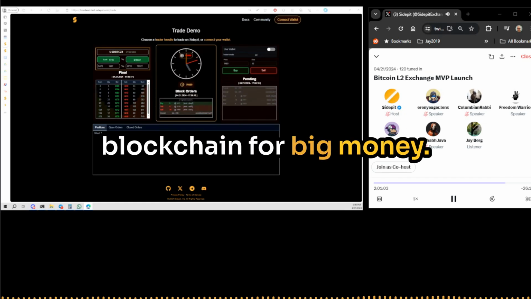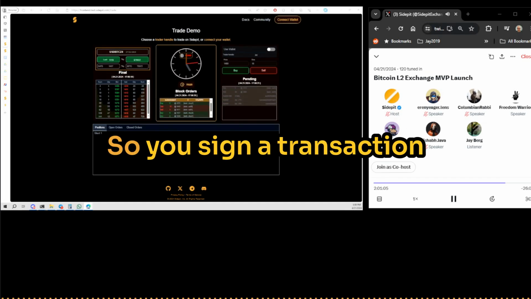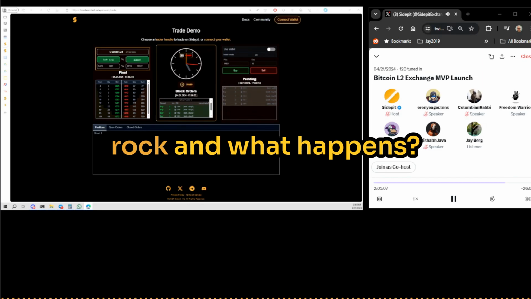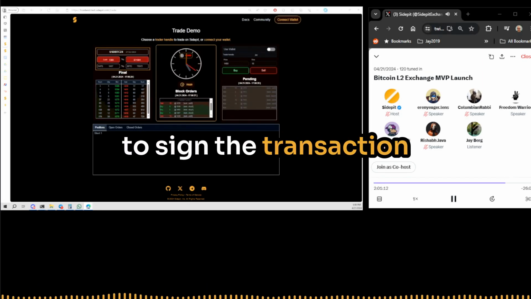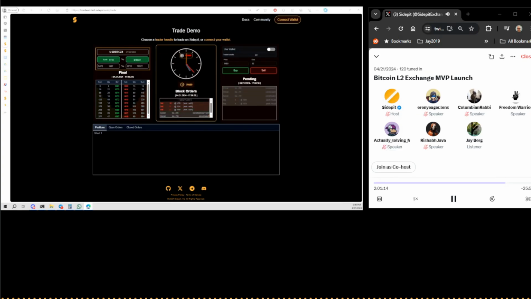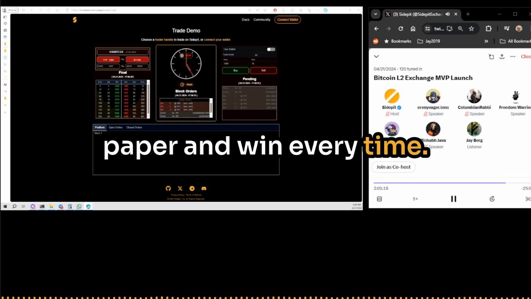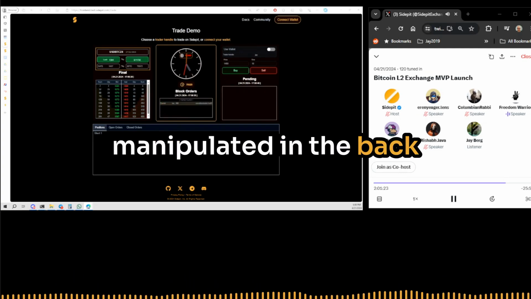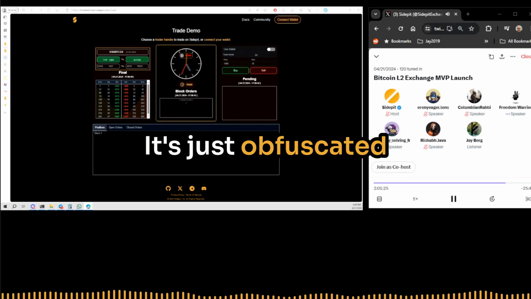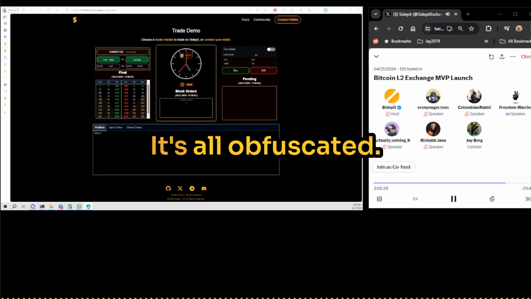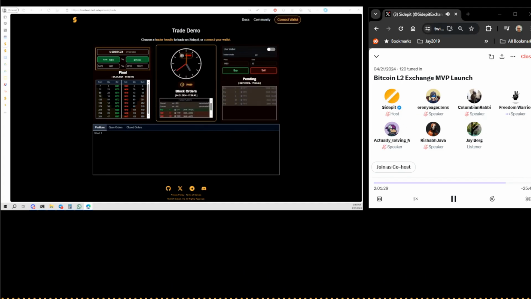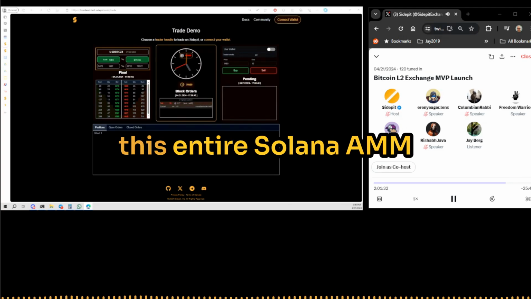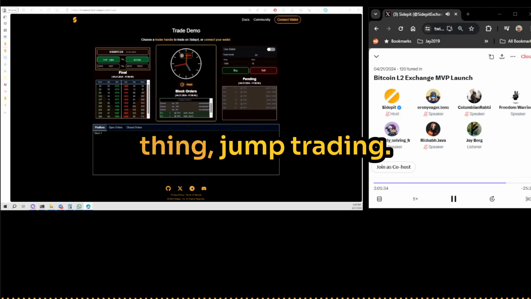on the blockchain for big money. So you sign a transaction, rock, and what happens? The miner's just going to sign the transaction paper and win every time. So it's really easily manipulated. Easy. In the back end, is what you're saying. It's just obfuscated, and it happens in milliseconds, right? It's all obfuscated. Wow. So nobody sees it.